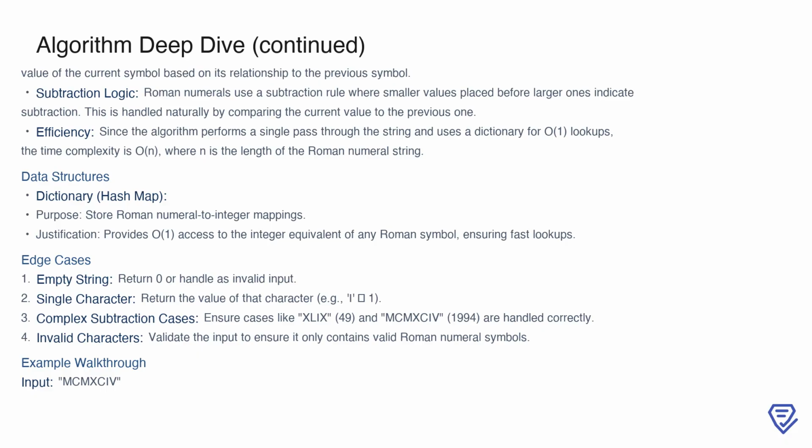To ensure robustness, it's important to handle edge cases. For example, if the input string is empty, we can return 0 or treat it as invalid. For a single character Roman numeral, such as I or V, the algorithm will simply return the value of that symbol. Complex cases like XLIX or MCMXCIV are handled naturally by the subtraction logic. Additionally, we can validate the input string to ensure it contains only valid Roman numeral characters.